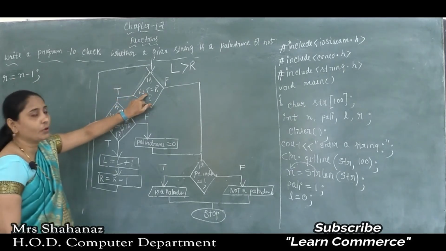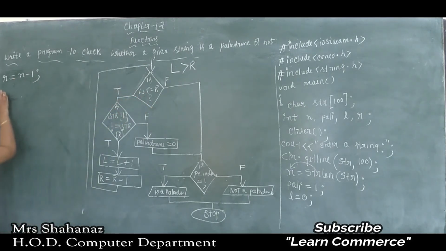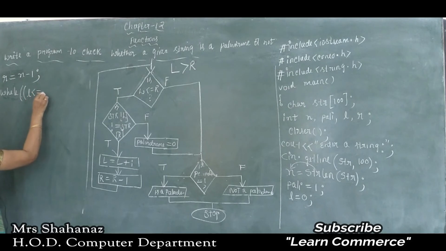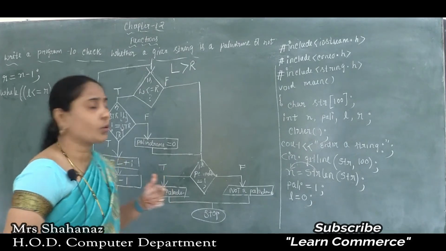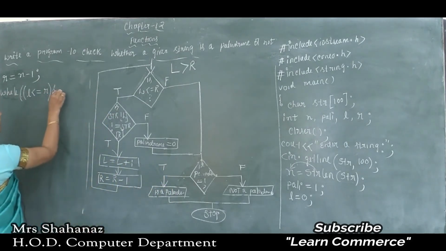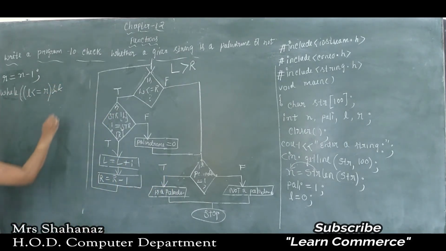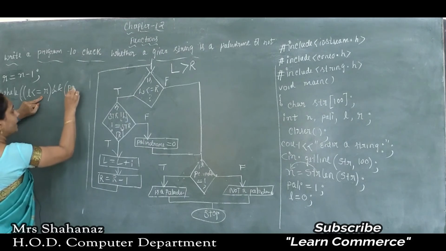Okay, R is equal to n minus 1. Now I am going to use this condition. How am I going to use it? While, opening the parenthesis, L value less than or equal to R. Clear this one? Because here I want to use two conditions, so I am using the AND. Here, if both conditions are true, that means L value less than or equal to R, and also the Pali.